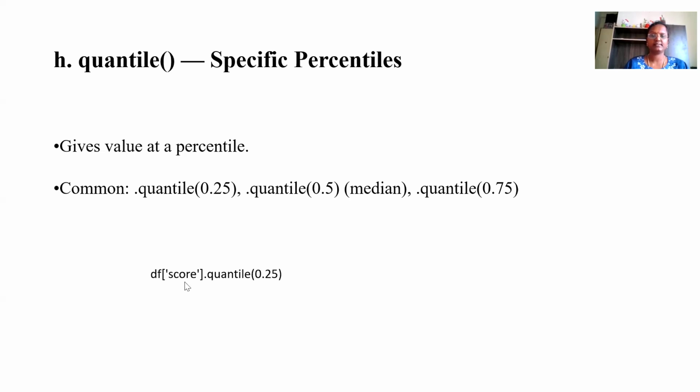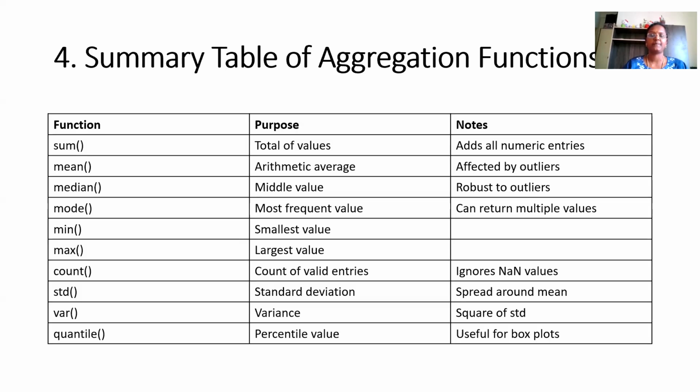The syntax is apply the score dot quantile of 25. So it means that 25% of the score will be analyzed from the data set.